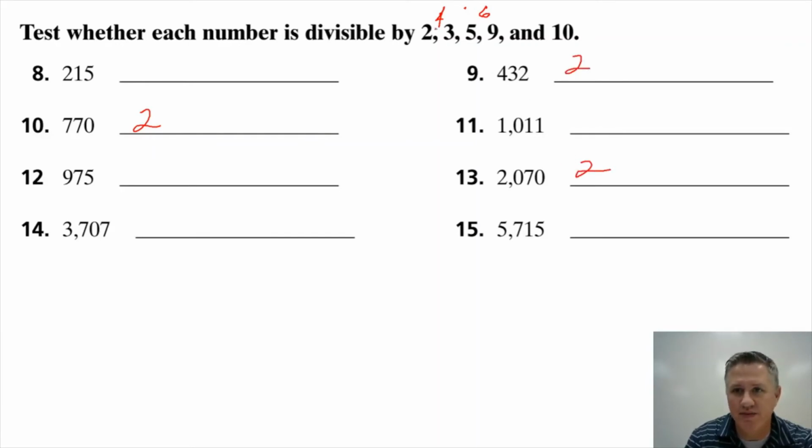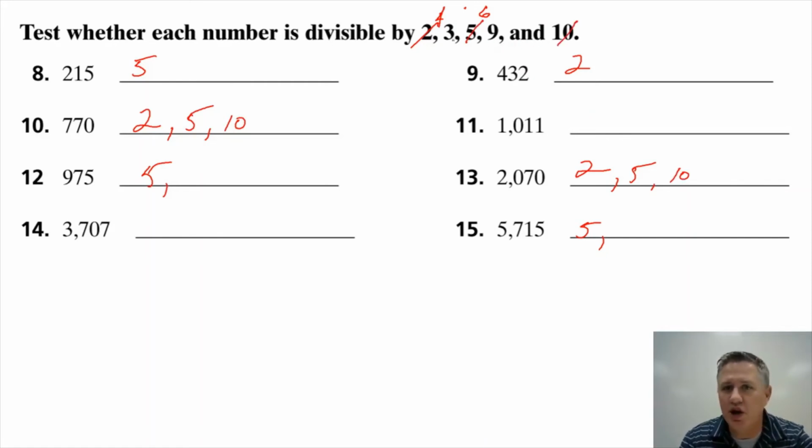So 2's done. Now, let's try the next easiest one. Let's try 5. If it ends in 5 or 0, right? So does this, and this, and this, right? So all those 5 can go into. 10, let's try 10 next. Ends in 0, ends in 0. We only have 2 of them. So now we have 5 and 10 done also.